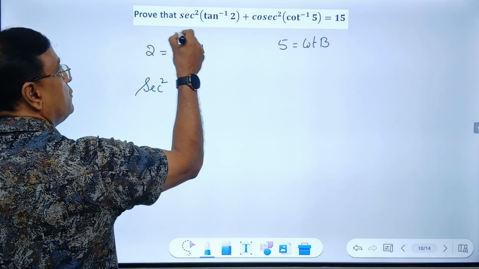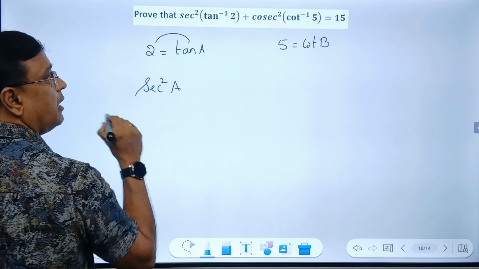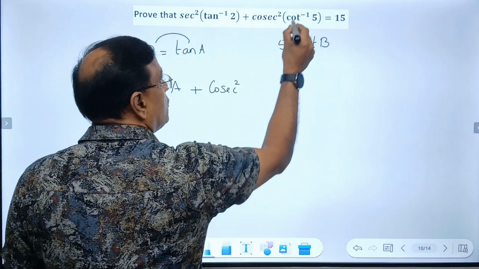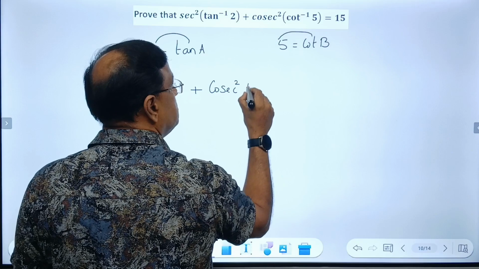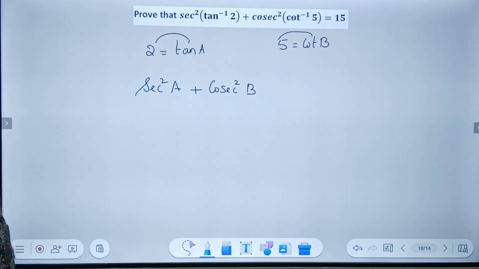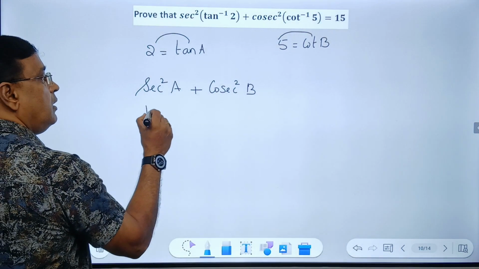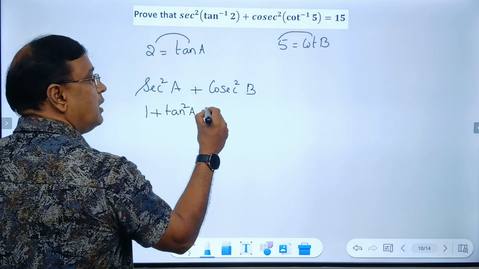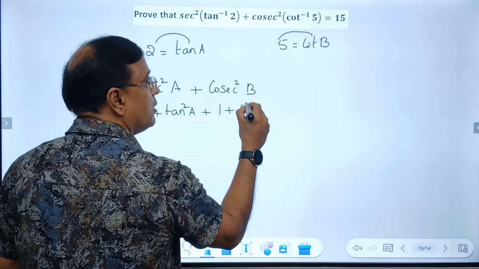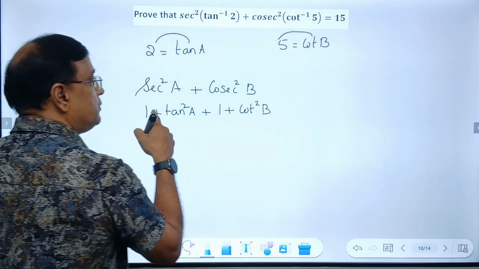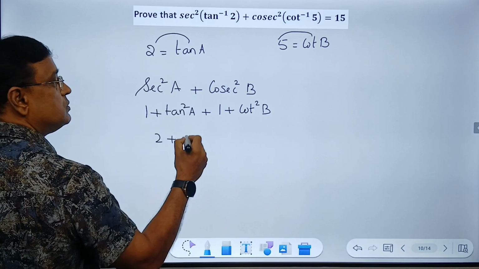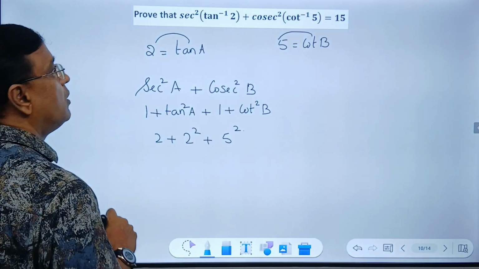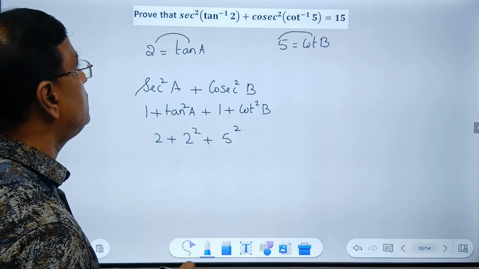So you get secant square of tan inverse of 2. Tan inverse of 2 is A. Plus cosecant square of cot inverse of 5. Cot inverse of 5 is B. Correct? Now secant square A is 1 plus tan square A, and cosecant square B is 1 plus cot square B. 1 plus 1 is 2, tan A is 2, so this will become 2 square, and cot B is 5, so it will become 5 square.